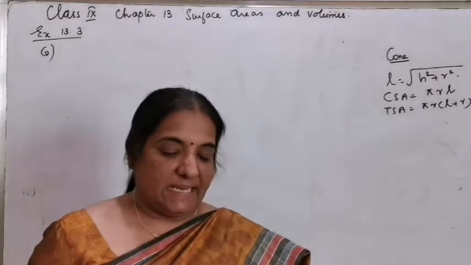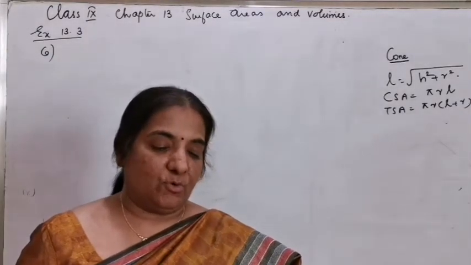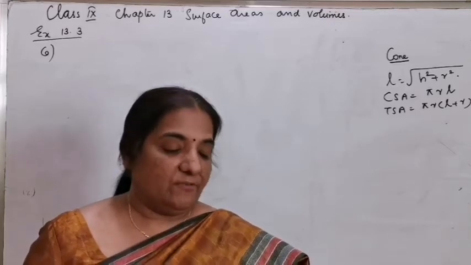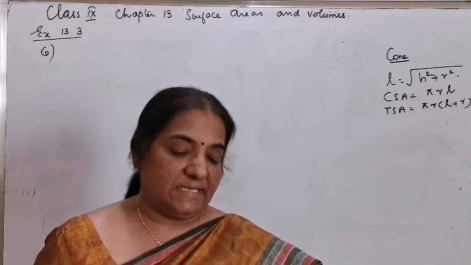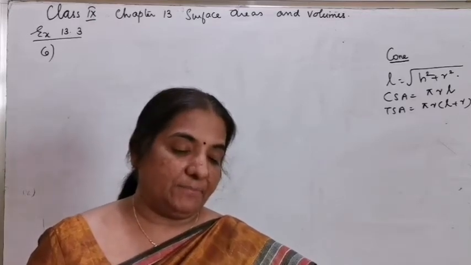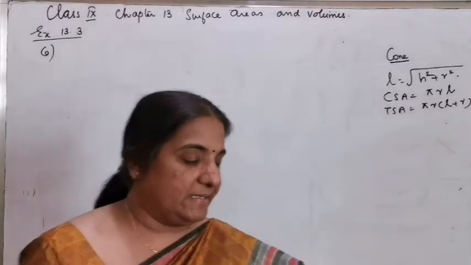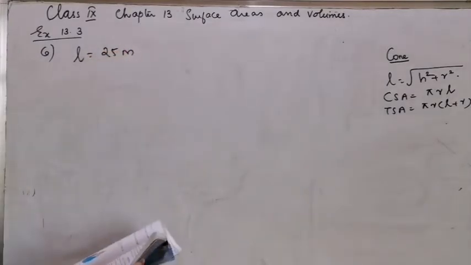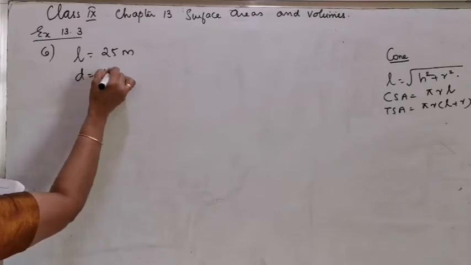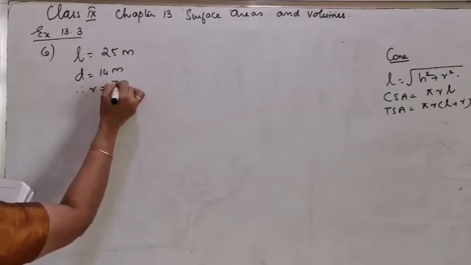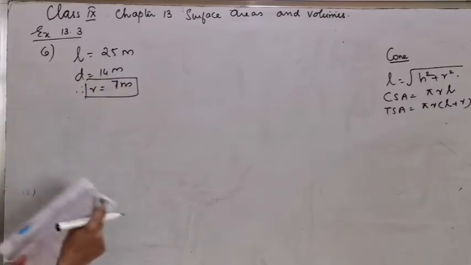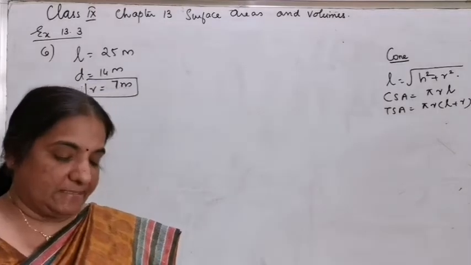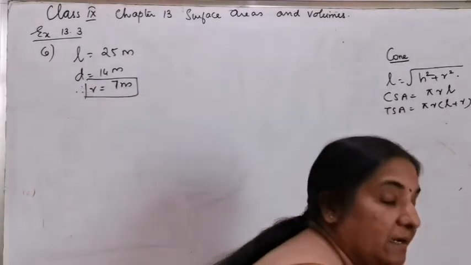Question number 6. The slant height and the base diameter of a conical tomb are 25 meter and 14 meter respectively. Find the cost of whitewashing its curved surface area at the rate of rupees 210 per 100 meter square. Slant height and diameter is given. The slant height is given as 25 meter and the diameter is given as 14 meter. Therefore, radius is equal to 7 meter.